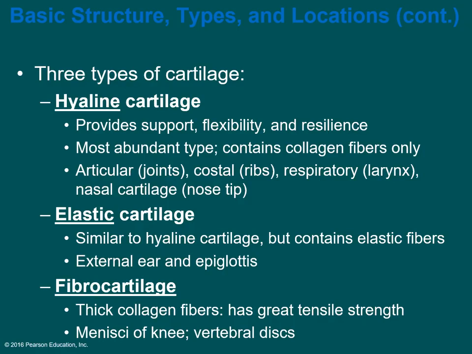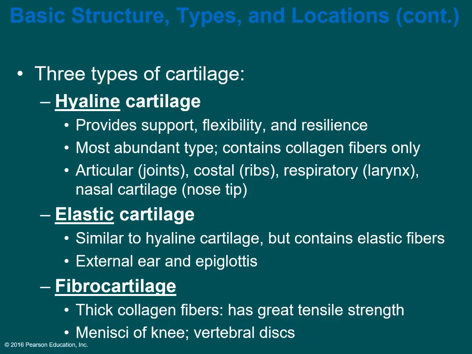Hyaline cartilage does provide a lot of flexibility, a lot of support, resilience. It is the most common type. It has only collagen fibers in it. Some examples would be your articular cartilage, in articulations or joints. Costal cartilage, anytime you see the word costal, think ribs, so that's in your ribs. With the respiratory and the nasal cartilage, the tip of your nose is hyaline cartilage.